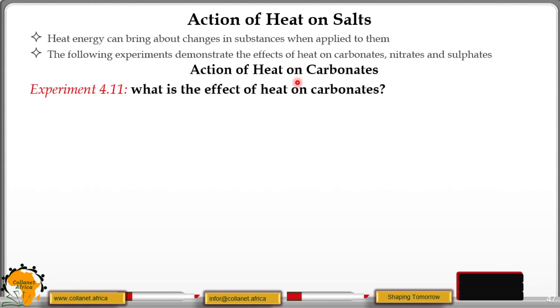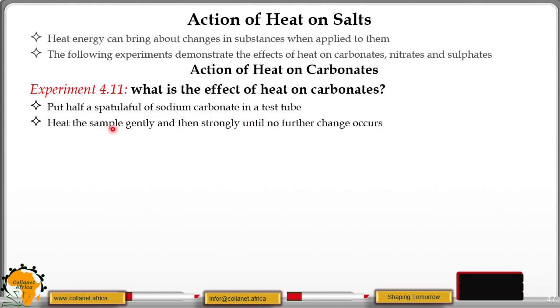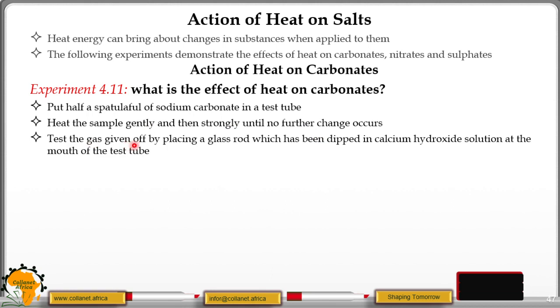Action of heat on carbonates. We are going to look at experiment 4.11. What is the effect of heat on carbonates? Put half a spatula of sodium carbonate in a test tube. Heat the sample gently and then strongly until no further change occurs. Test the gas given off by placing a glass rod which has been dipped in calcium hydroxide solution at the mouth of the test tube. Record your observation as shown in table 4.6.